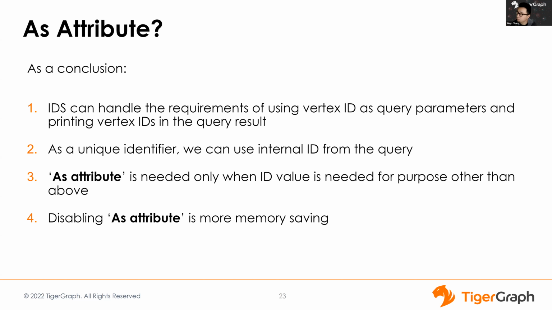So for parameter purposes and printing purposes, you don't need to access the value from the query side at all, because the IDS will handle the translation for you. And as a unique identifier in the query, you don't need a string value either, because we can use the internal ID in the query as the unique identifier of vertices, right? And so that means the third point, as attribute, is only needed when the ID value is needed for a purpose other than the above: not for unique identifier reasons, not for printing reasons, not for parameter reasons, some other reason. For example, you want to concatenate the string, right? We have no option but to store the value as attribute. And so disabling as attribute is more memory saving.